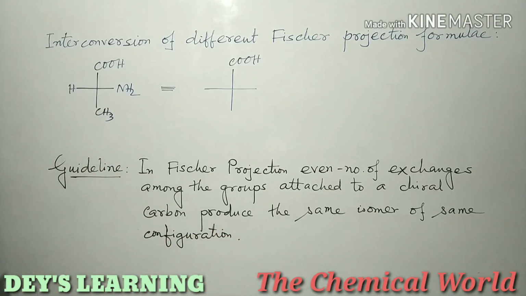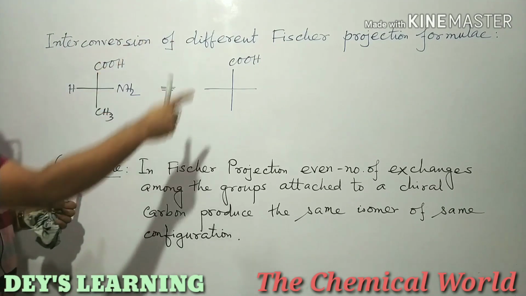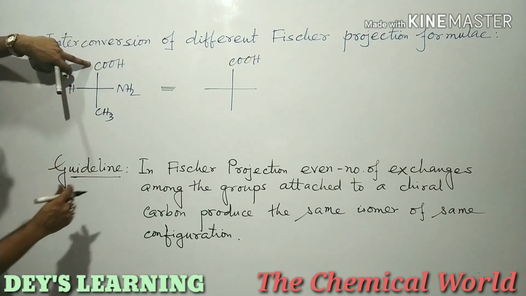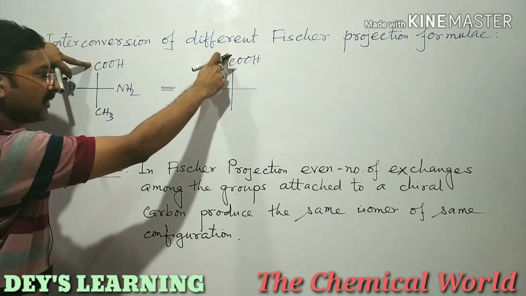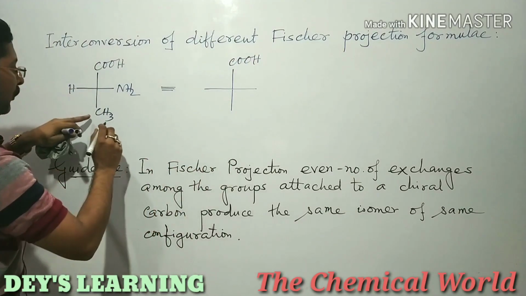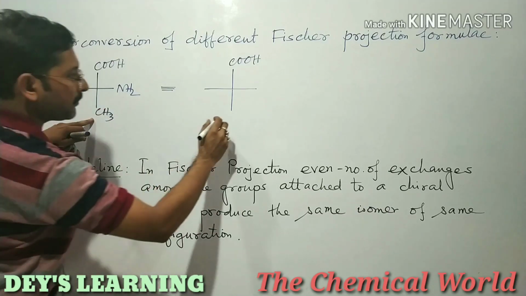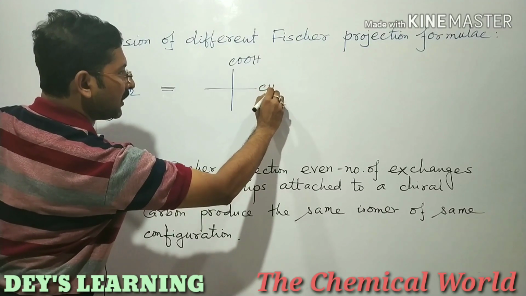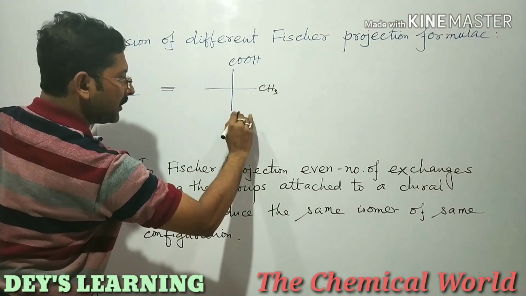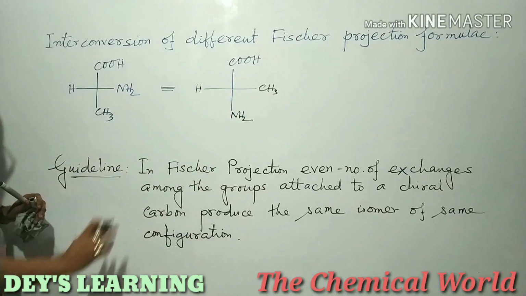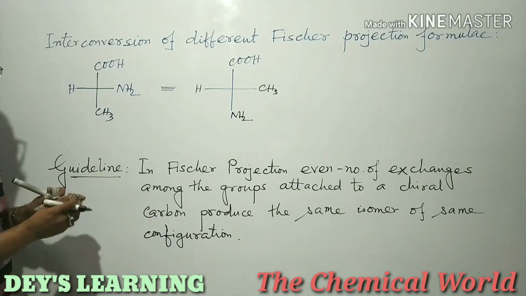This is our guideline to convert one Fischer projection formula to another one. Look at here, this is your CHH. CHH remains fixed. Now if we exchange between CH3 and NH2, that is, CH3 goes there and NH2 comes here and hydrogen is here, but there is an odd number of exchanges. This is not an even number of exchanges.